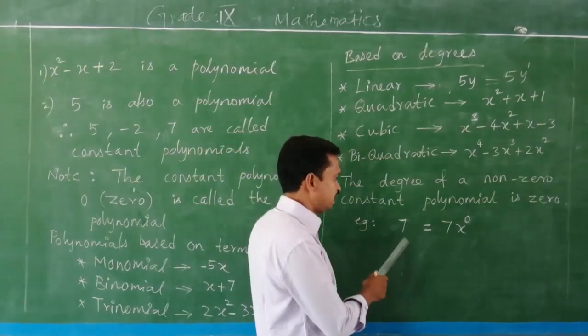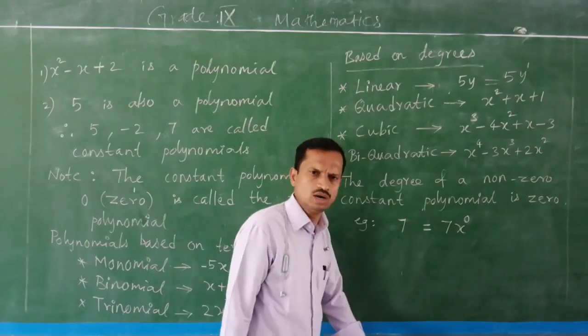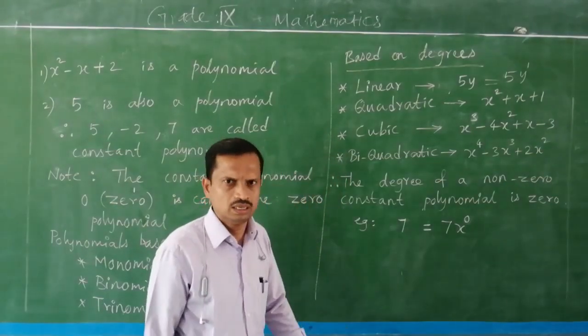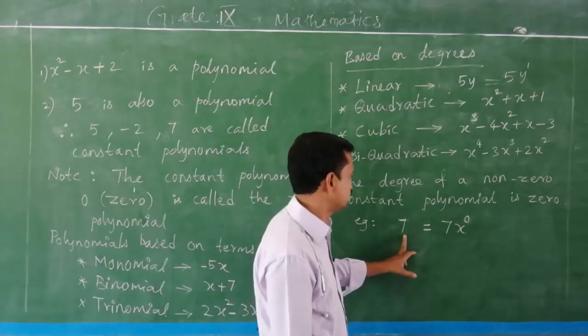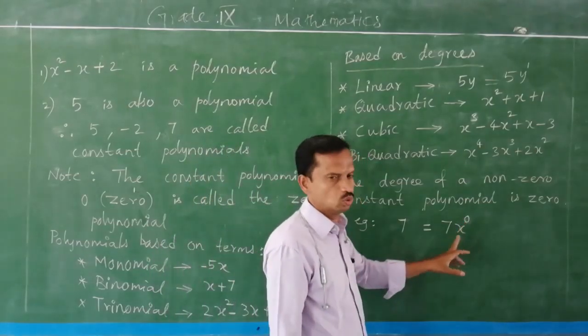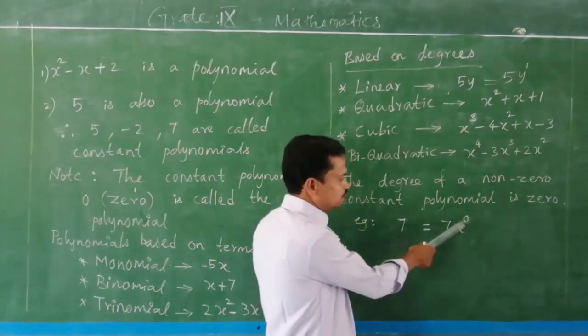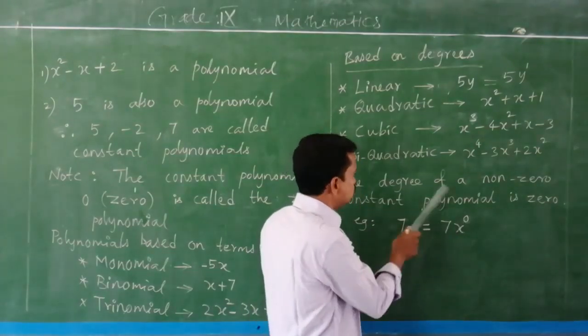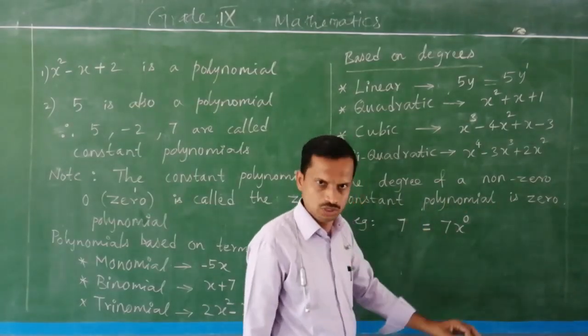We can write 7 as 7 into x power 0. So x power 0 means what? It is 1 only. So that means 7 into 1, that is 7. So I have written here 7 is equal to 7 into x power 0. Like that you can write. So for x power 0, the degree here is 0. So the degree of a non-zero constant polynomial is 0.